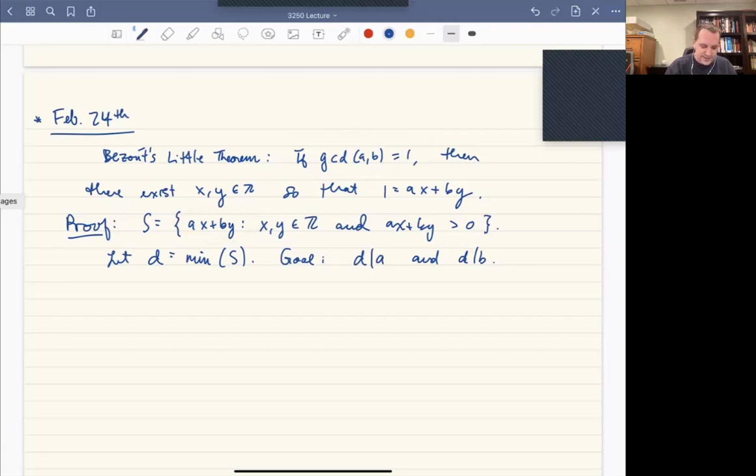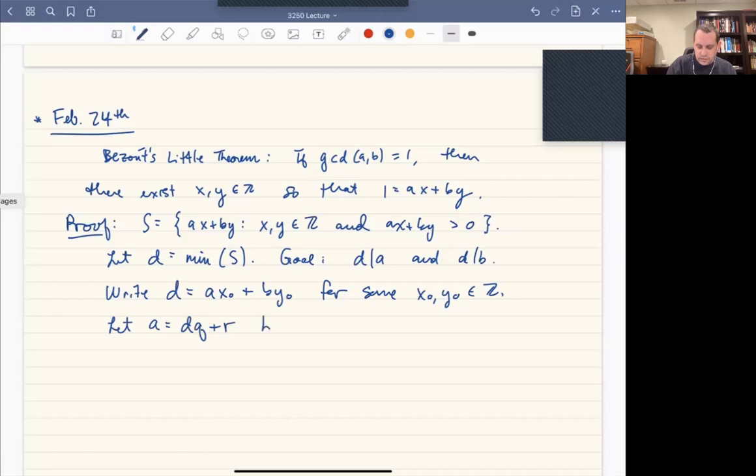And what that means is that we can write D as A, let's call it x naught, plus B times y naught, for some values x naught and y naught in Z. Okay, so if D is in the set, we can write D as some value like that. And then what I want to do is apply the division algorithm to A and D. So let's let A be written as DQ plus R by the division algorithm. What I mean by that is that I'm going to take A and divide it by D. R is going to be the remainder that we get, where R is some number that's strictly less than D, or less than or equal to D minus 1, however I want to say.